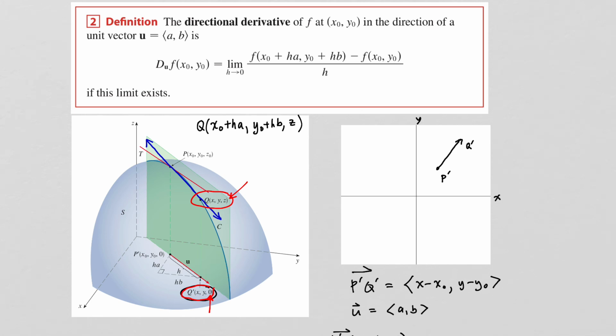So long story short, the directional derivative is the slope of the tangent line to the surface in the direction of some given unit vector u. And it's important for u to be a unit vector. That allows us to very easily define h down here.